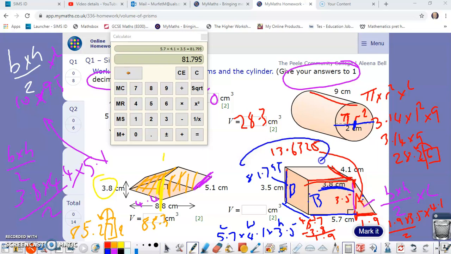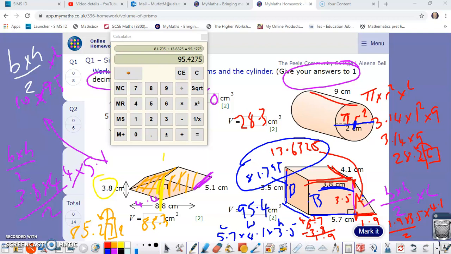So I'm going to add these two measurements together here. So I'm going to add on the 13.6325, which gives me 95.4275. And then I'm going to round that to one decimal place. The 2 would round down, so it's just 95.4.